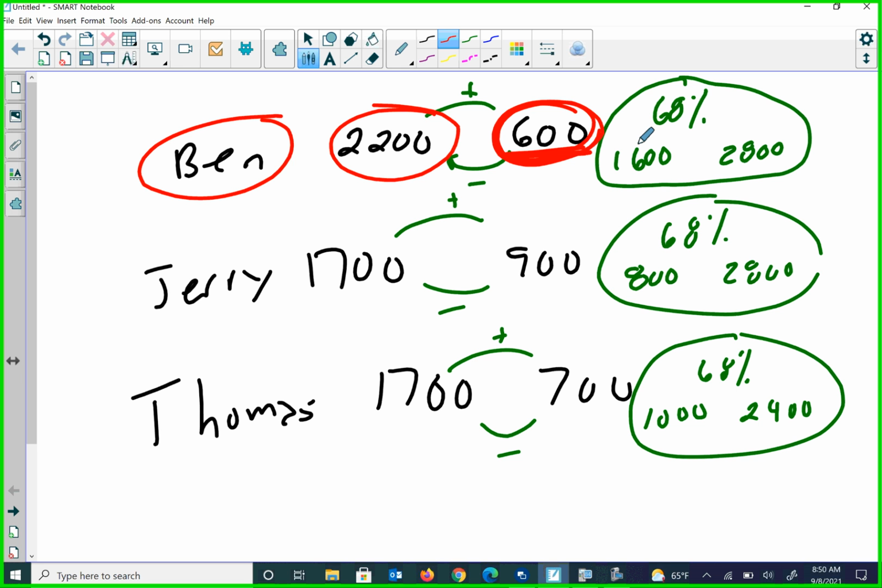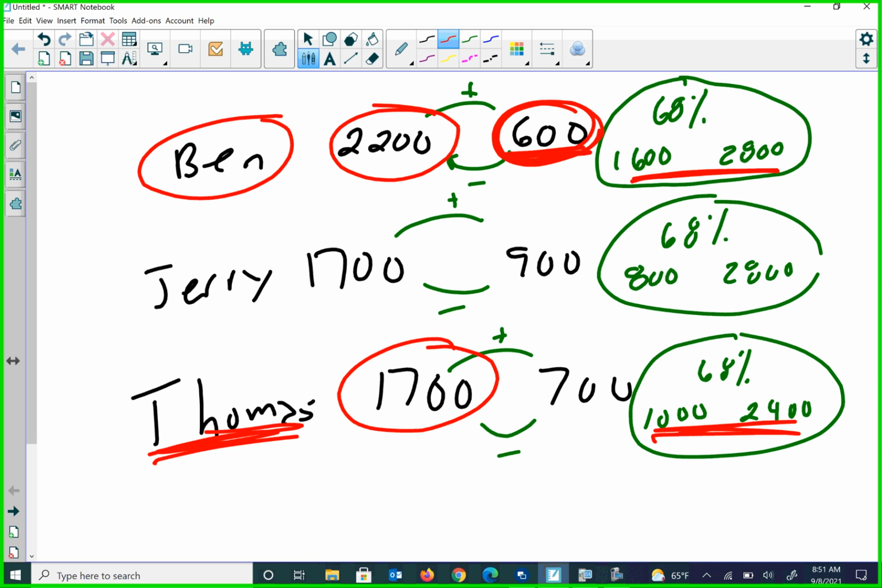Most consistent salesman, I think Thomas is probably your most consistent. He might not have the highest average, but I think that's a spread of 1,400, spread of 1,200. I don't know. I think Ben might win that one too. I was just kind of thinking through it.